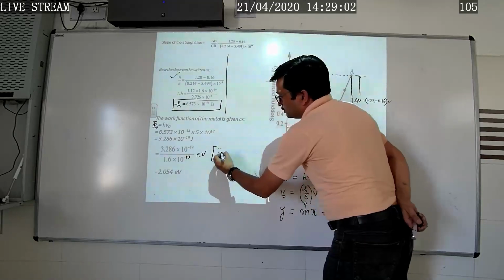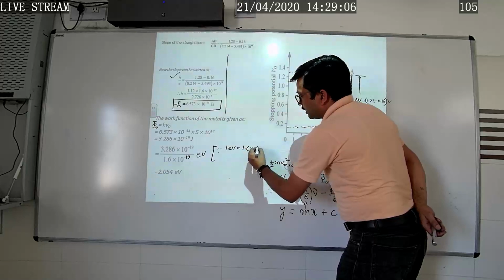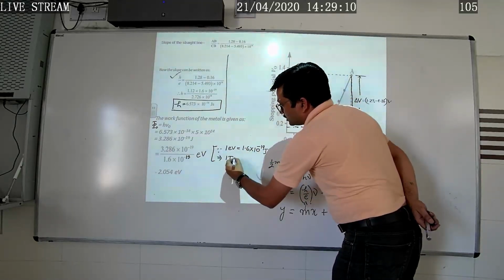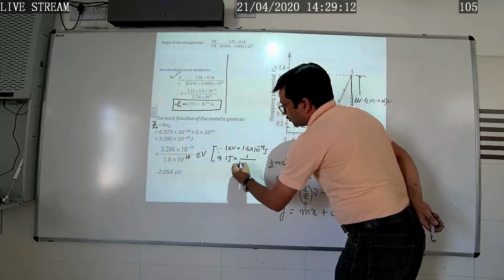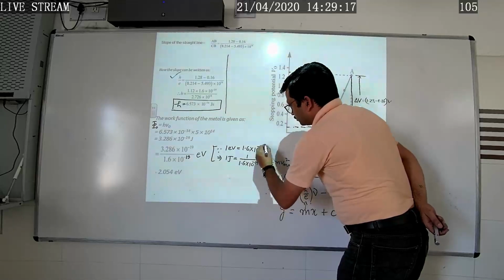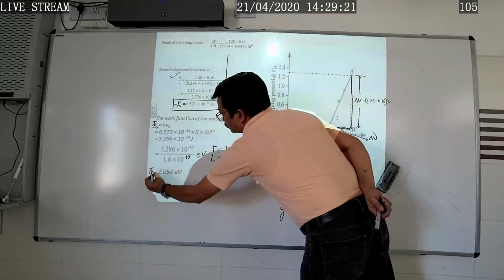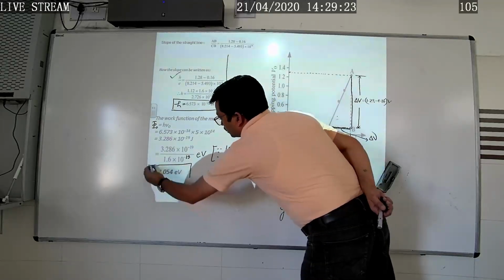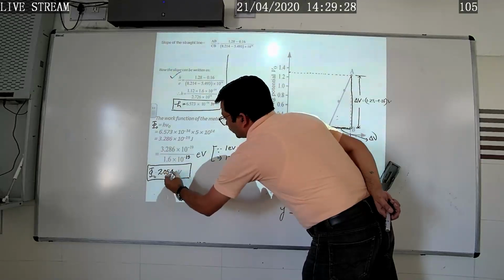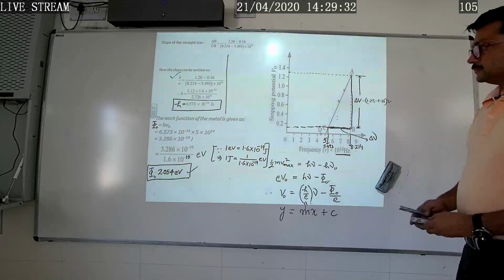Why? Because 1 electron volt is equal to 1.6 into 10 to the power minus 19 joule, which implies 1 joule is equal to 1 over 1.6 into 10 to the power minus 19 electron volt. So we got the value of the work function, that is 2.054 electron volt in this way. Clear?